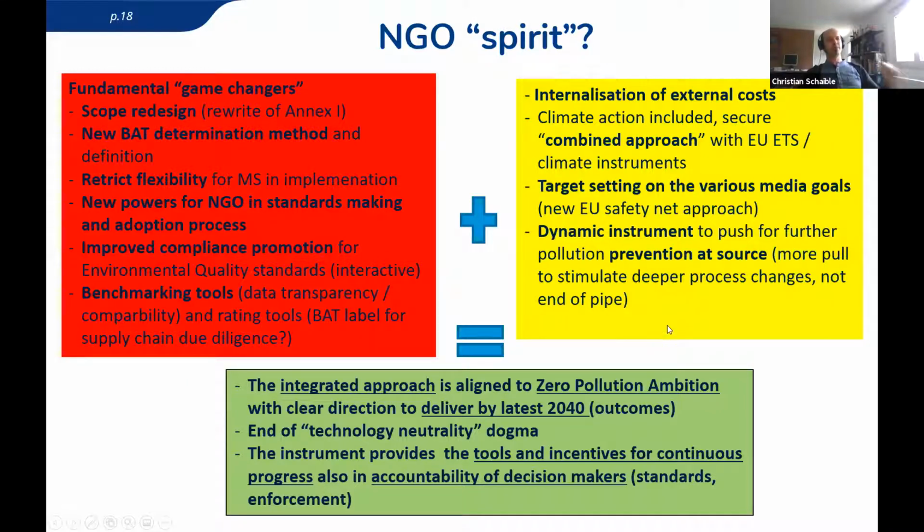So what are the minimum expectations? Target setting, yes. On certain media and goals, we need clear targets. Where do we want the industry to go, by when? Some expectations: for the moment, there are derogations for large combustion plants, which are transitional. There are some outdated directives which are in the IED. We want to replace all of those EU safety nets with something more forward-looking.